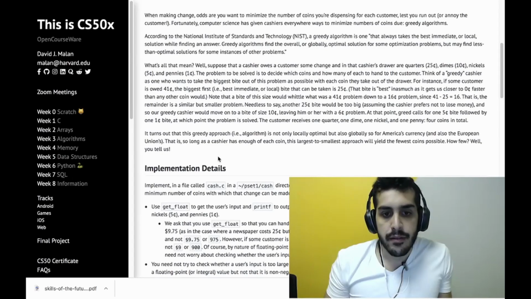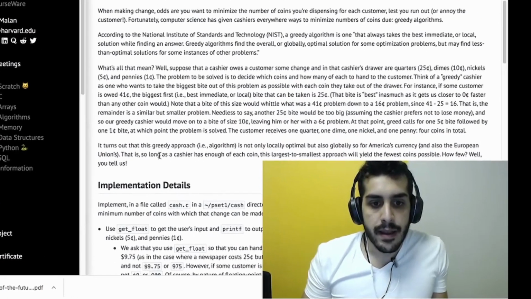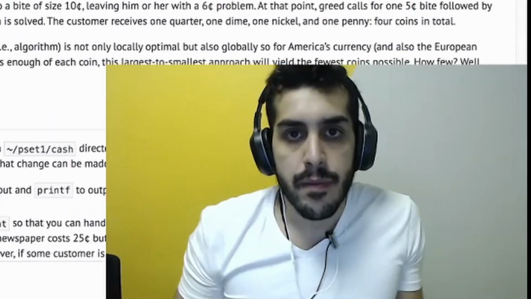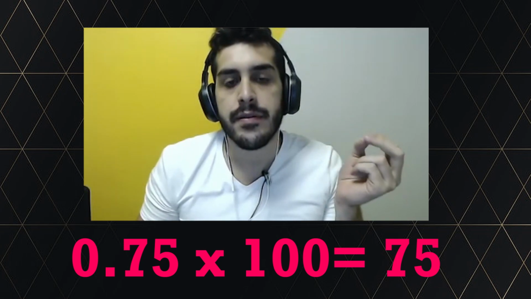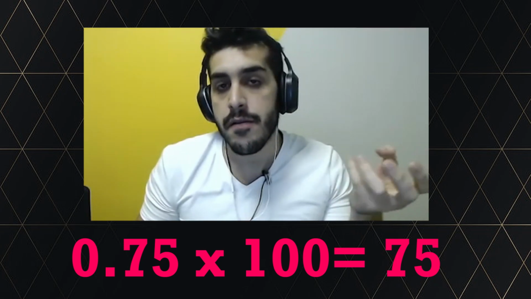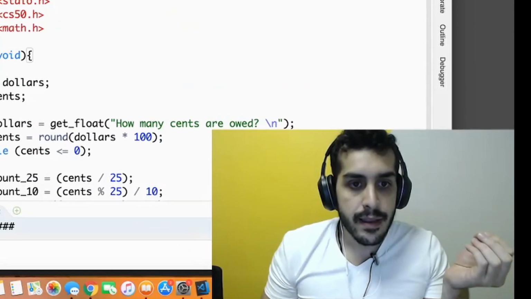So the way we're gonna do this is that we're gonna try to get an amount of cents. Remember that this is a decimal, so 0.75 dollars is a decimal number, so we use float. But we don't want to deal with decimal numbers, so that's why we'll multiply it by 100. So instead of dealing with $0.75, we'll deal with 75 cents, which is 0.75 times 100. So let's take a look at the code for that.